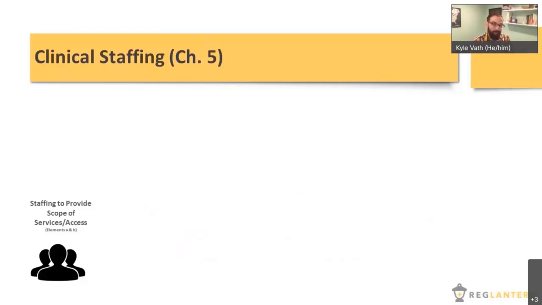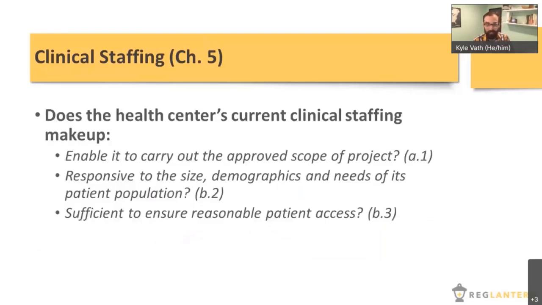So we'll start out by looking at the staffing to provide scope of services and access. This one again is pretty easy. Most people don't have trouble with this. So the first couple questions ask, does your health center have a clinical staffing makeup that, number one, enables it to carry out your approved scope of project?